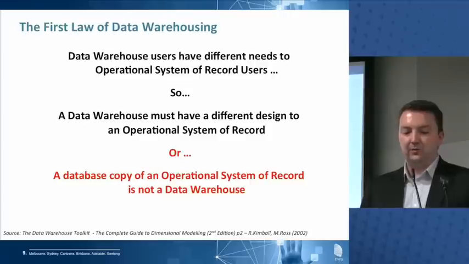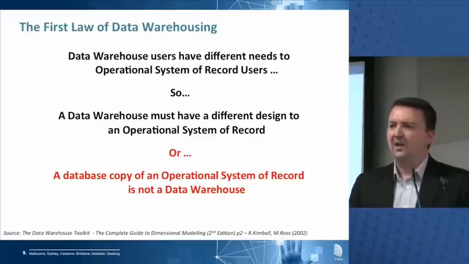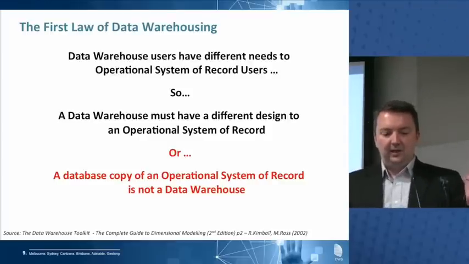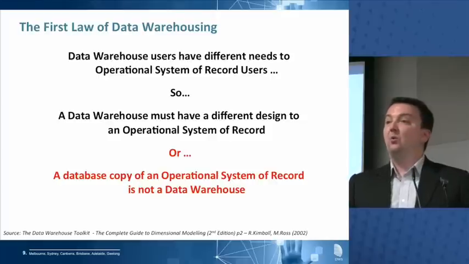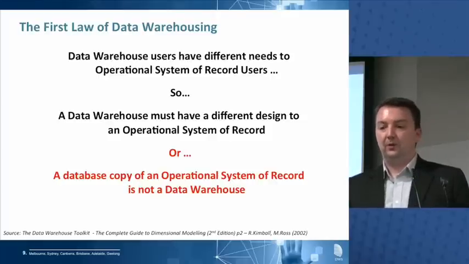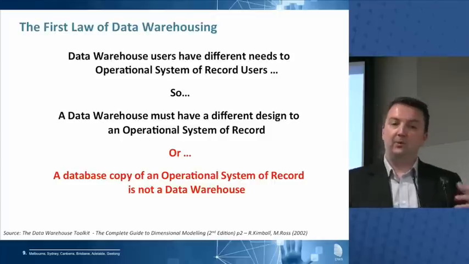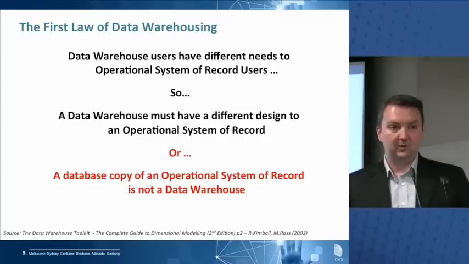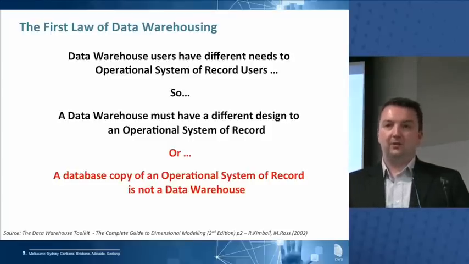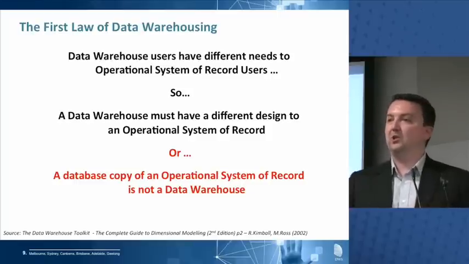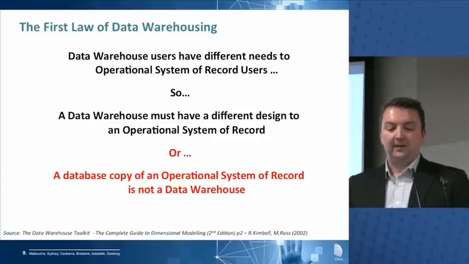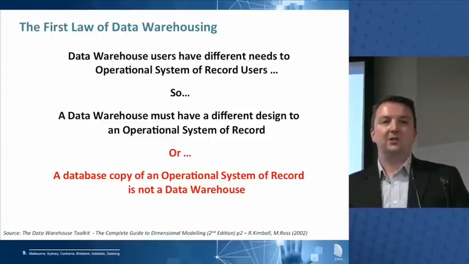So that leads us to Ralph's first law of data warehousing. I don't think he quite termed it like that. I may have embellished again. If data warehouses work differently to operational source systems, and data warehouse users have different needs to operational source system users, then surely it's not too much of a leap to suggest that the design of these systems needs to be different to support those different needs. Or as Ralph puts it, a database copy of an operational system of record is not a data warehouse.